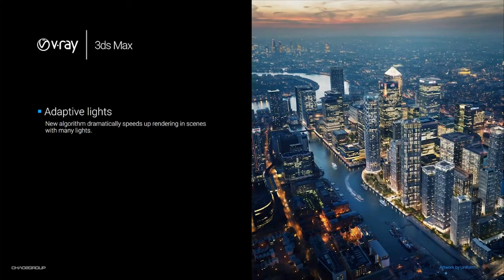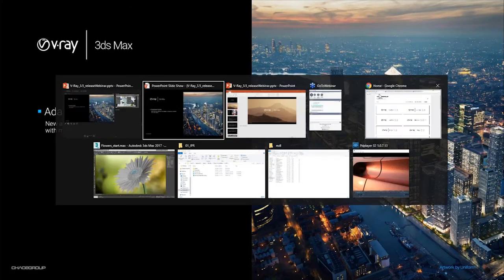The adaptive lights is a new optimization that allows you to render scenes with many lights much faster. And maybe some of you are familiar with the probabilistic lights that were introduced in V-Ray, I think 3.0. The adaptive lights is this type of an optimization, but even better. What does adaptive lights do besides cut render time?